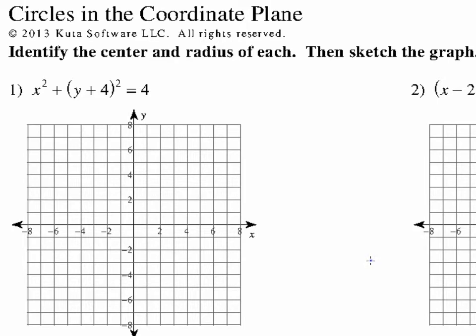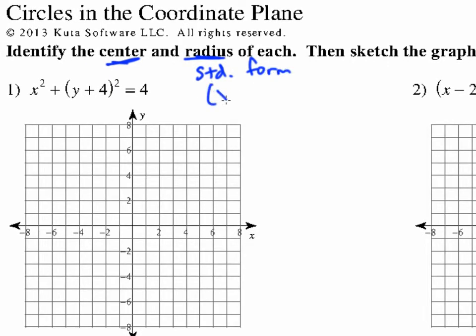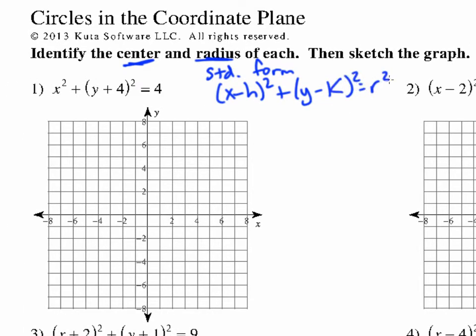Okay, so we're talking in the last section here about circles in the coordinate plane. Identify the center and the radius of each, then sketch the graph. So remember our standard form: x minus h squared plus y minus k squared equals r squared. You just have to think about what you are minusing here. What is your center? Your h, k. Well, what are we subtracting? I mean, x squared, you could write that as x minus 0. There's nothing being subtracted, so the x part is just 0.